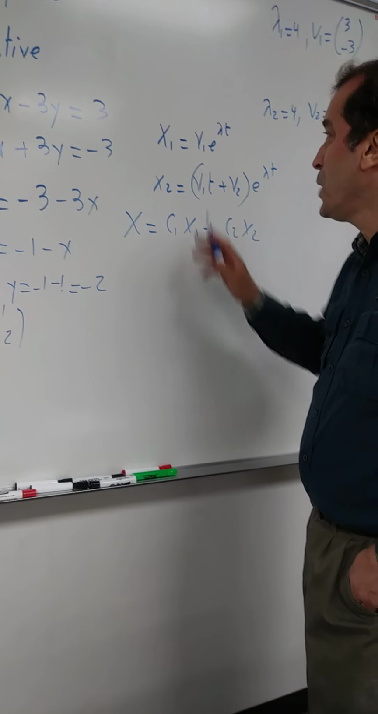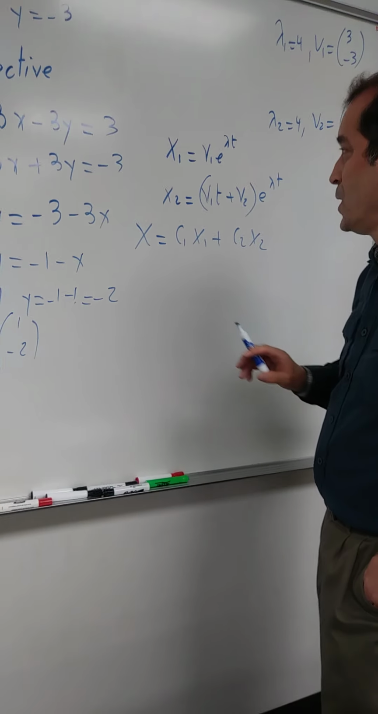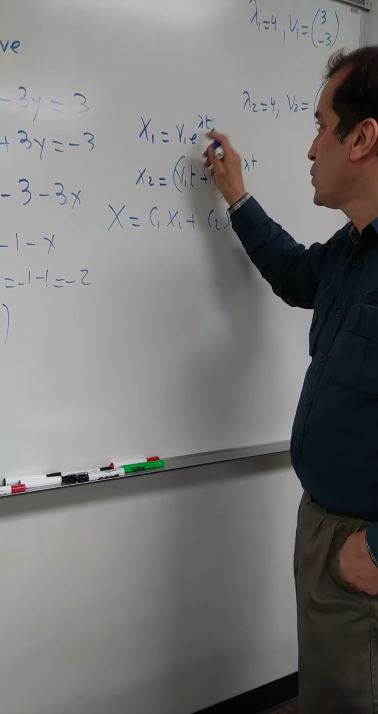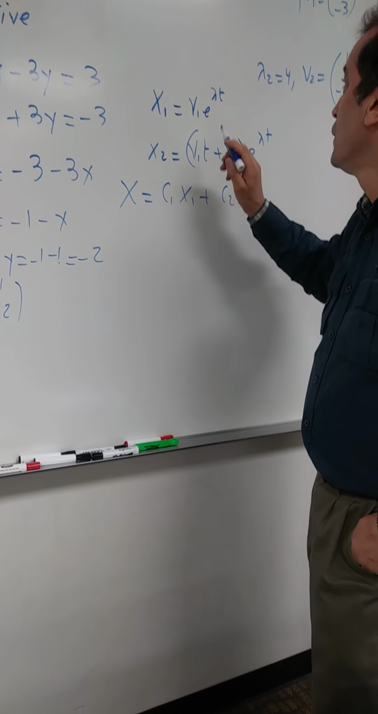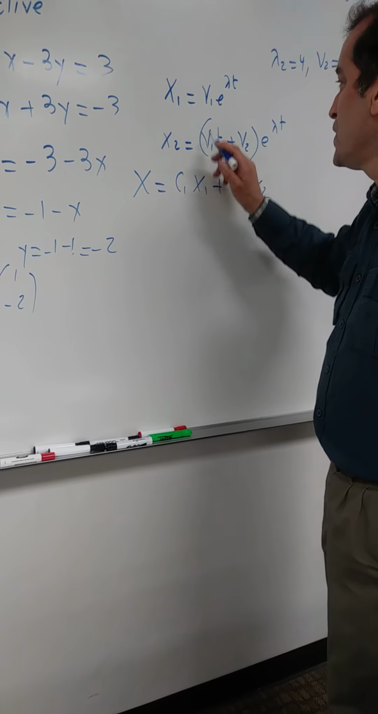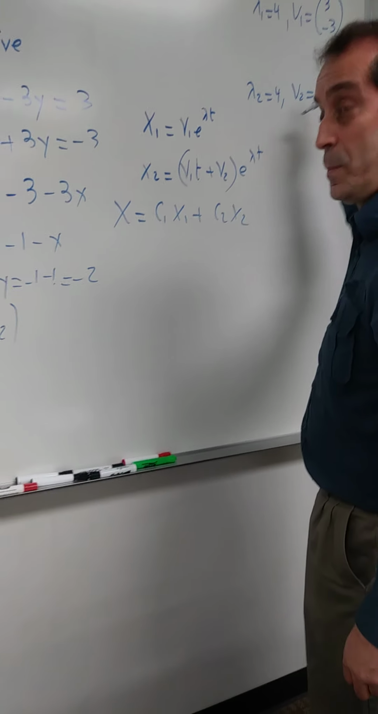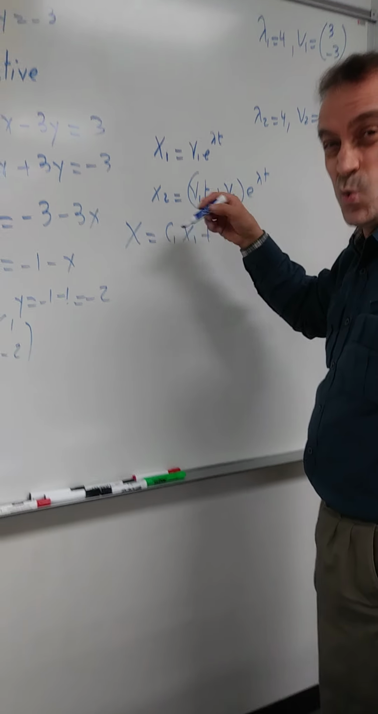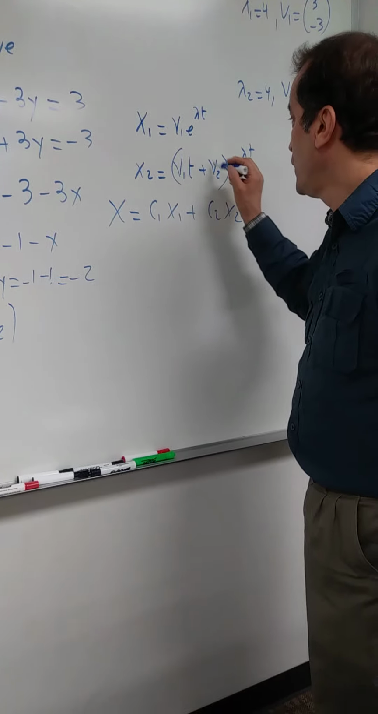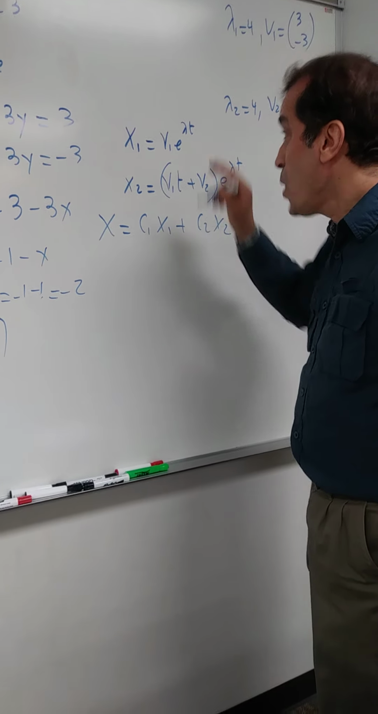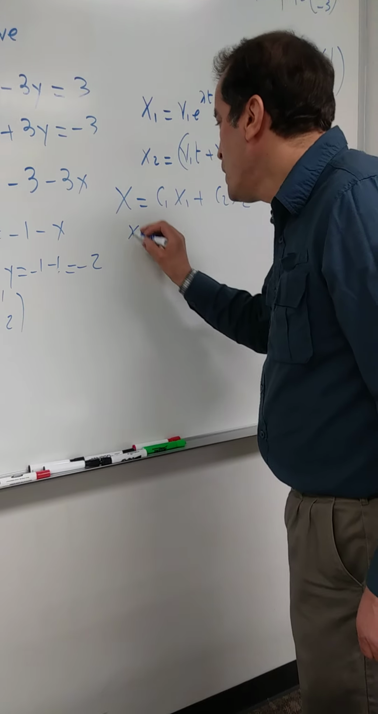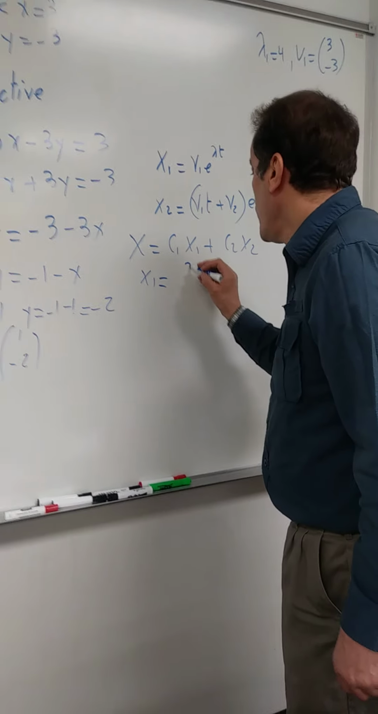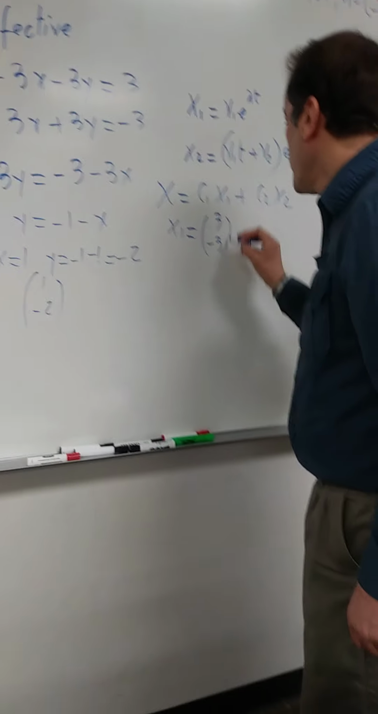The solution is made of these two independent solutions. First solution is v1 e to the lambda t. And the second solution is v1 t, because it's repeated, we have to put a t in front of it. It used to be x, now it's t. Plus v2 e to the lambda t. So our x1 is just 3 minus 3 e to the 4t.